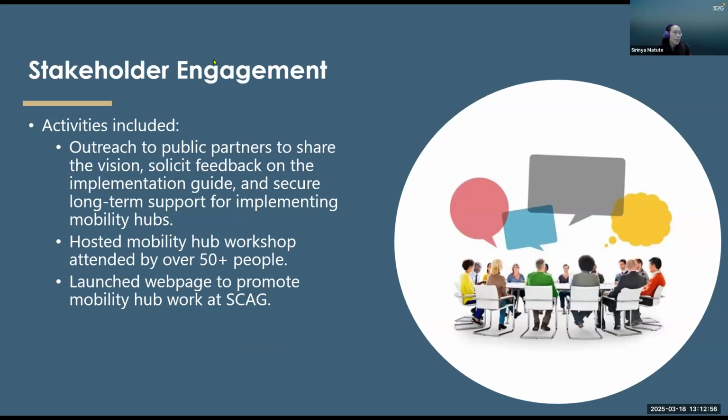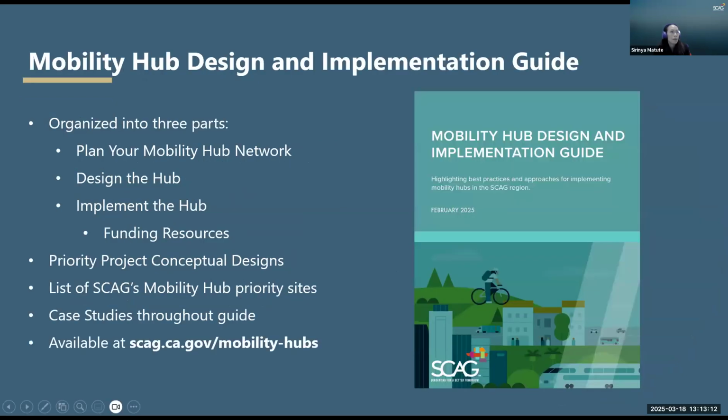This slide just goes over the process we went through in order to develop the design guide, which included outreach to public partners. We hosted a mobility hub workshop attended by over 50 people. And lastly, we did launch a mobility hub related webpage on SCAG's website. So on to the design guide itself. The design guide, now live, is about 55 pages, with lots of photos in it.